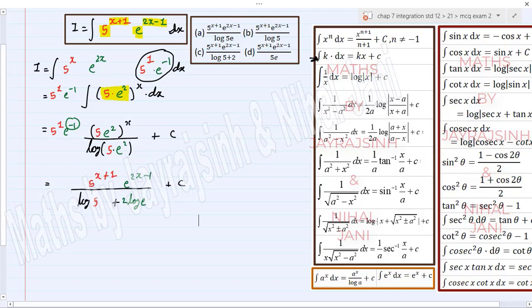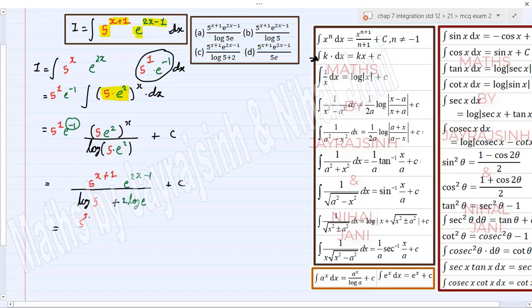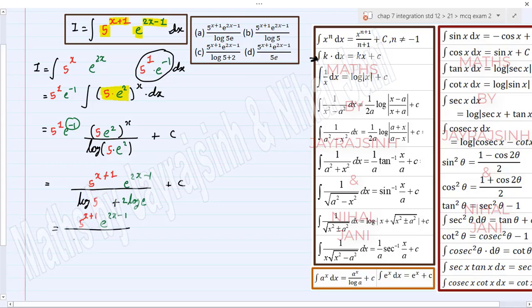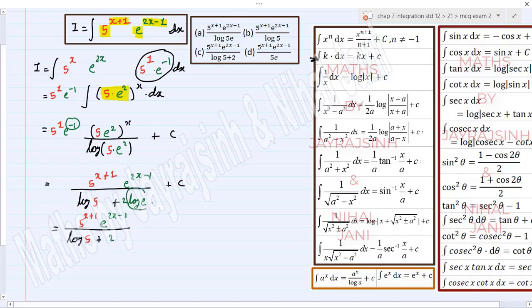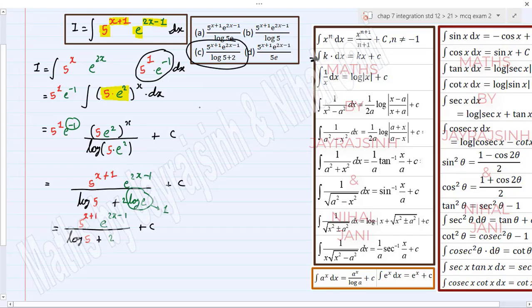So we will get 2 log e, or we can say pi raised to x plus 1 e raised to 2x minus 1 upon log 5 plus 2, because log e is 1, plus c is your final answer, which is given in option C. Ta-da!